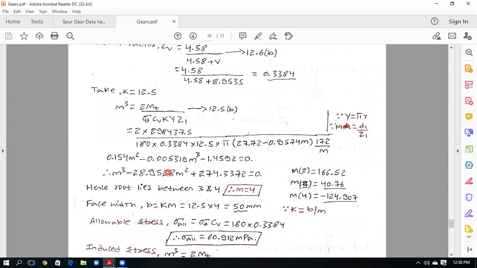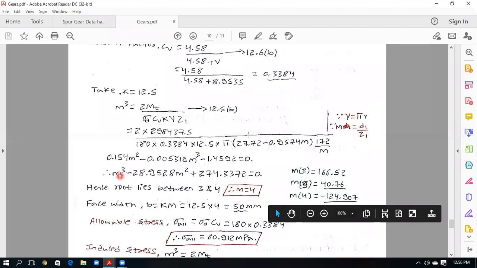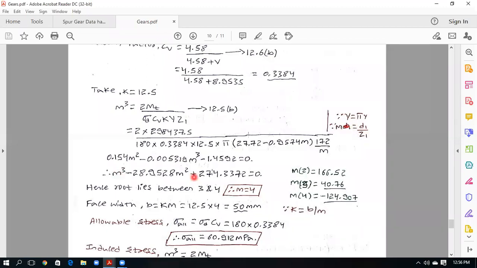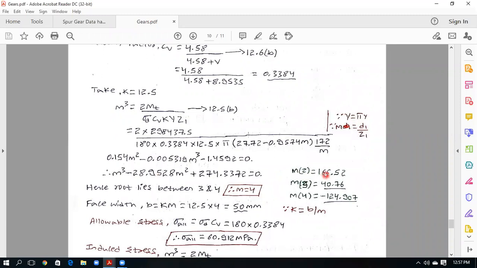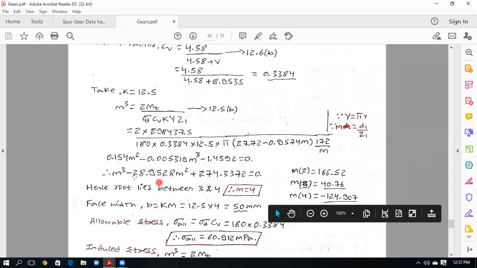The other one is the trial and error method, where you substitute values of m such that you get one positive and one negative value. That indicates that the module lies in between those values. When I substitute m is equal to 2, I get 166.52. Next I substitute m is equal to 3, then also I get a positive value. But when I substitute m is equal to 4, I get a negative value. Means the module is in between 3 and 4.